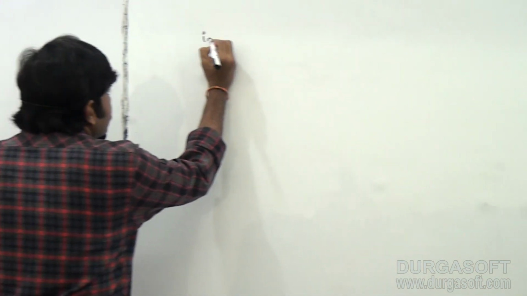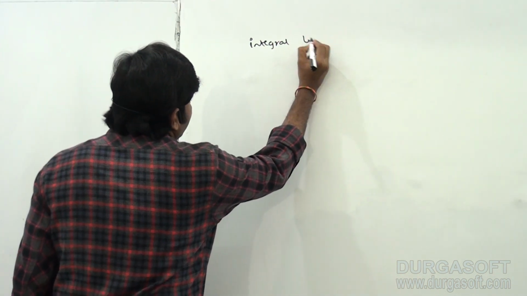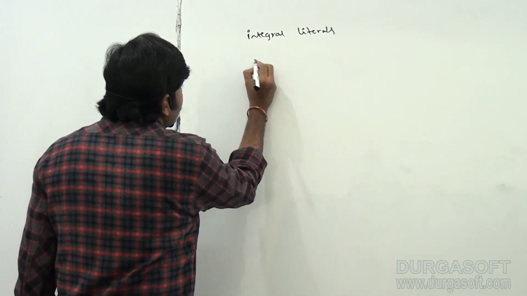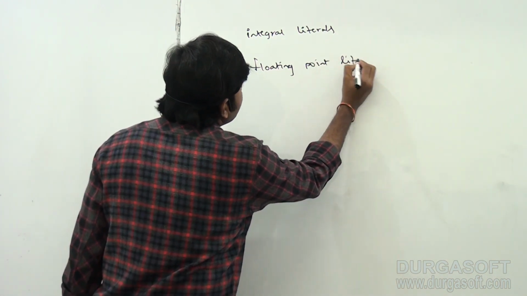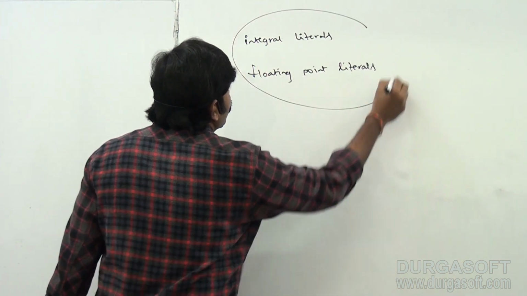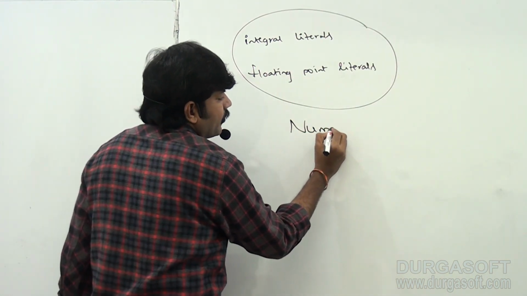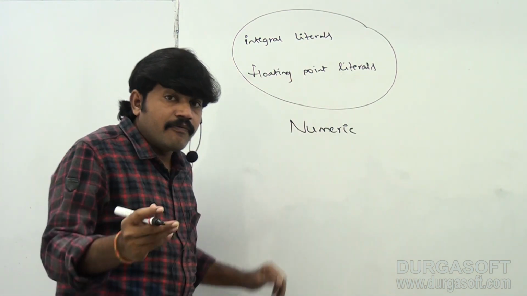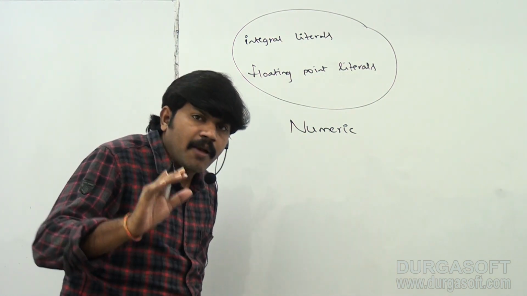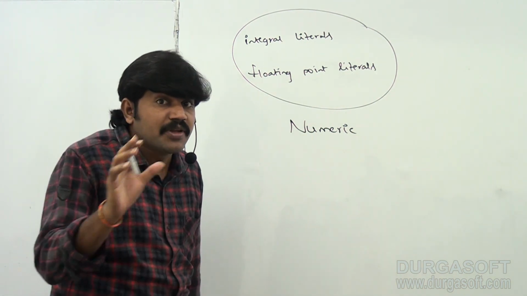Up to this point we covered two types of literals. One is the integral literal, the second one is the floating point literal. These are by default considered numeric literals, number type. So in these literals, from the 1.7 version onwards, we can happily use the underscore symbol between the digits.